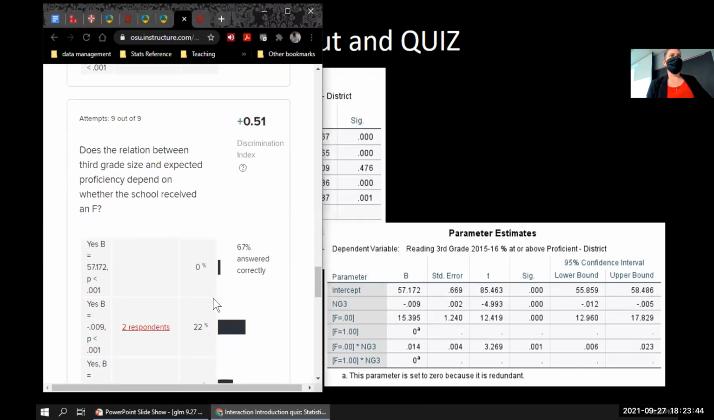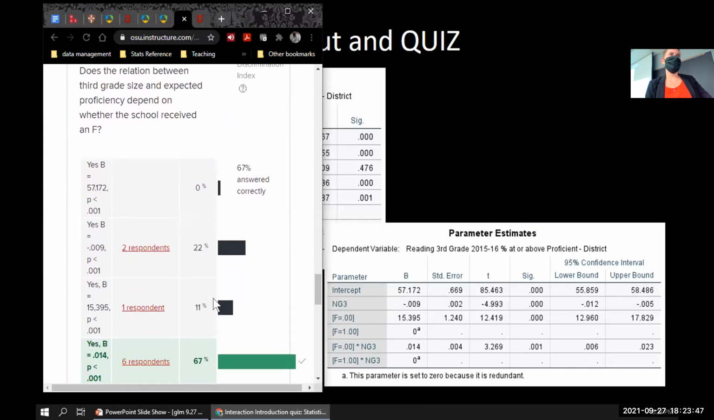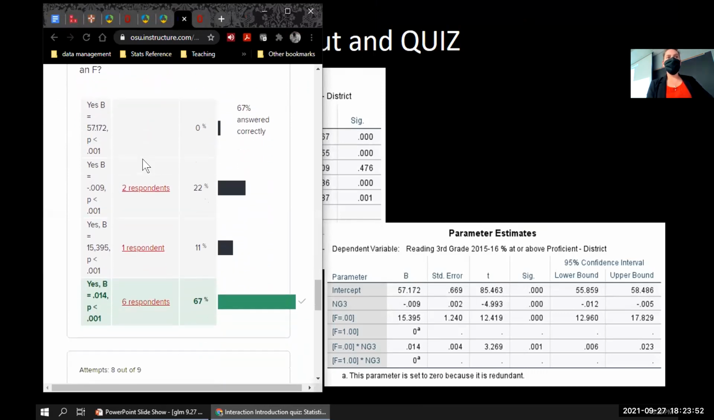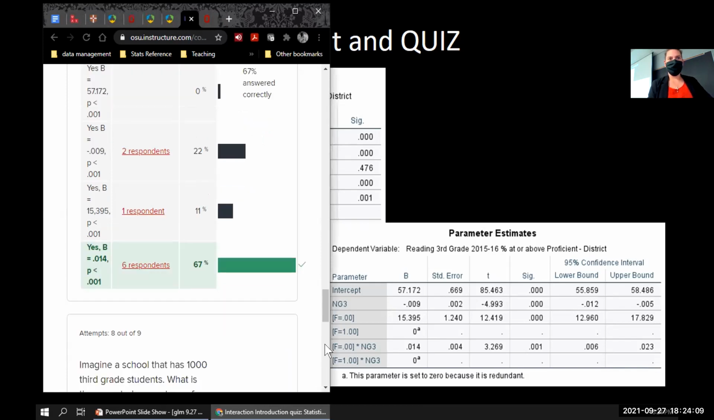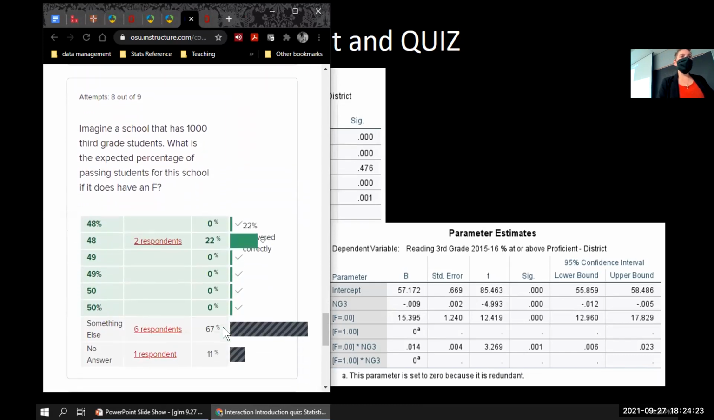Oh gosh. Relation between third grade size and expected proficiency depend on whether the school received an F. Now, I'm not surprised that a few of you got this wrong, because I've only really interpreted this a couple of times. But that is the coefficient. It's testing for the significance of the coefficient of the interaction, which is this guy right here, which I can't point at. There, this guy. And the significance of this interaction is, it is statistically significant. P-value equals 0.001. Okay, these were very tricky.